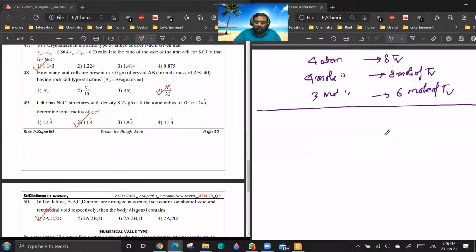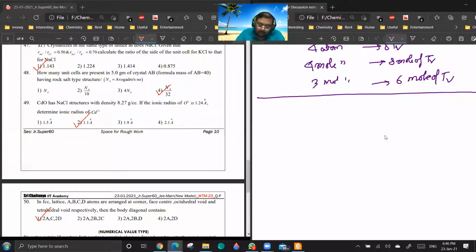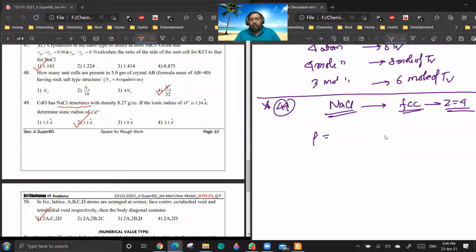So you see in 49, you basically have the NaCl type of structure. NaCl type of structure means what? You have FCC or CCP of Cl minus and Na plus. The density is given for NaCl, Z is 4. Yes or no? Because it's an FCC network, you have 4 Cl minus and 4 Na plus also. If you are writing rho, rho is Z into MW by Na cube.